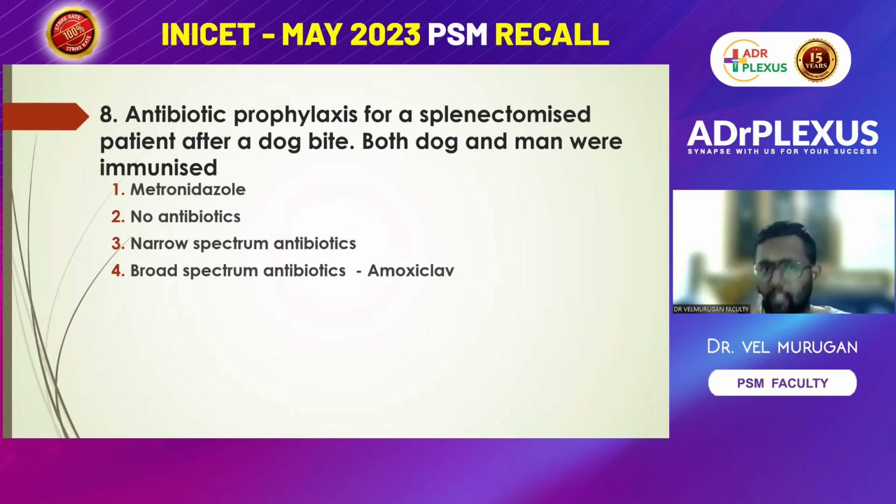There is a dog bite for a patient who has had splenectomy. Splenectomy means he is an immunocompromised patient. There was a dog bite, but they are telling that both the dog and the man were immunized. What is the antibiotic that should be given for prophylaxis?